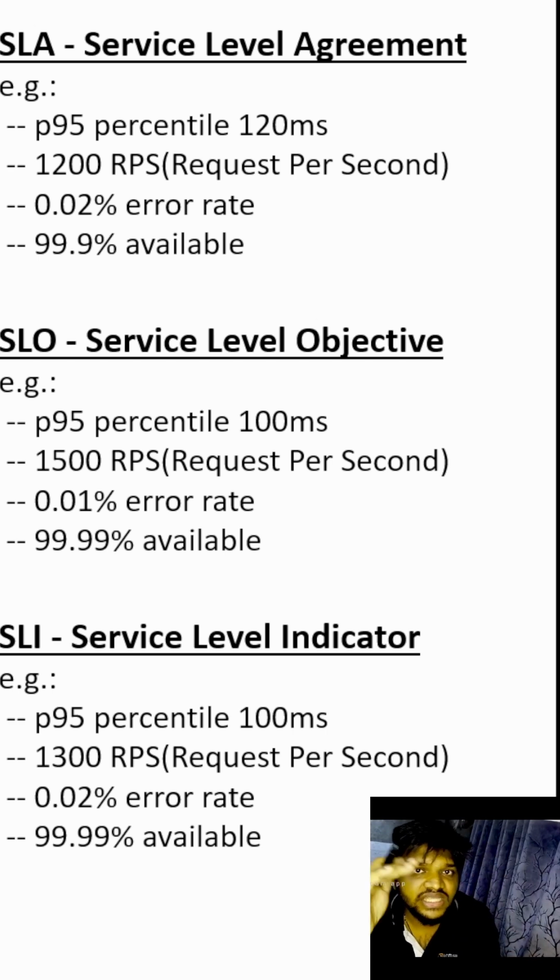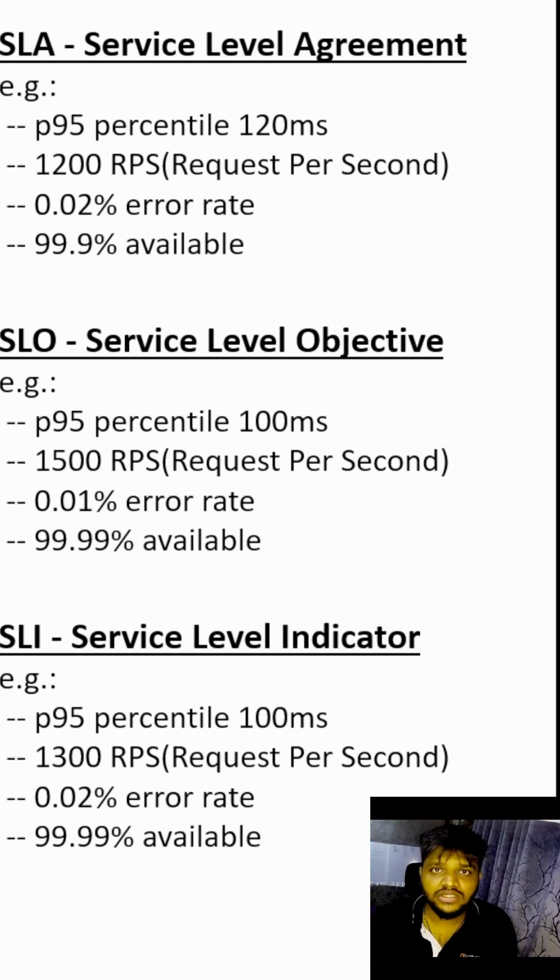Where let's say they decide, hey, our system should have 1500 requests per second, and 0.01% error rate. Then they approach an engineering team. Engineering teams build an application. And then after an application is built, they do the testing and they gather the metrics, which is nothing but an indicator, which is called SLI, service level indicator, which tells how exactly the system performs.